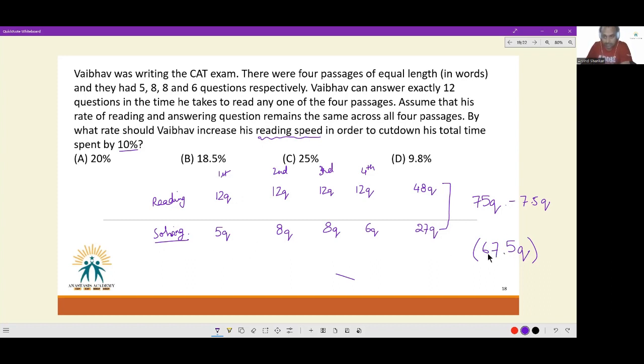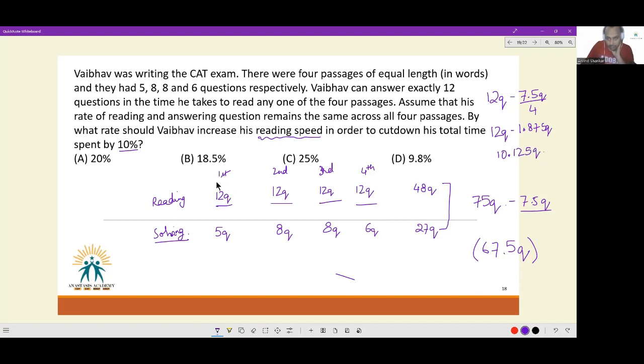So if his total time has to be 67.5Q, or the reduction has to be of 7.5Q, that reduction has to be equally distributed across all the 4 passages. So time required to read a passage should now be 12Q minus 7.5Q by 4, or it should be 12Q minus 1.875Q or 10.125Q.